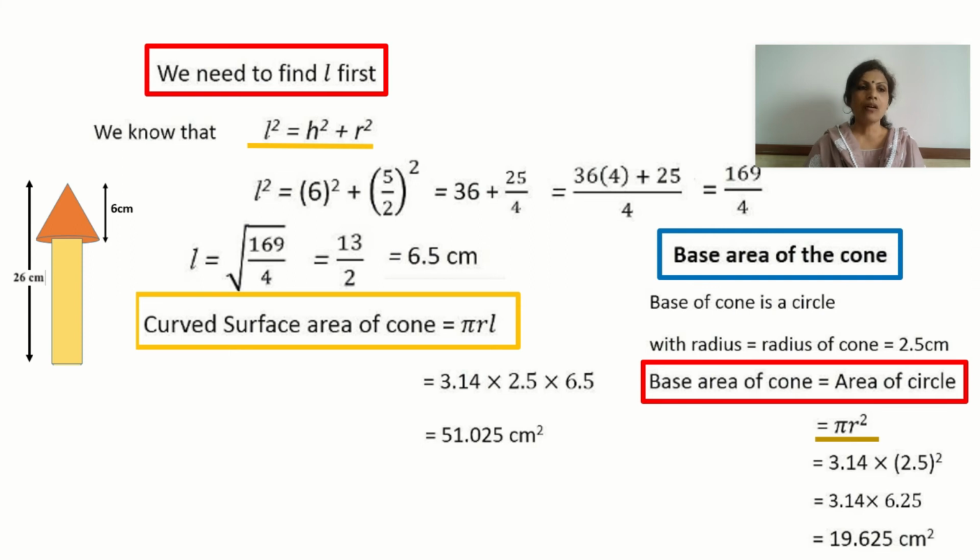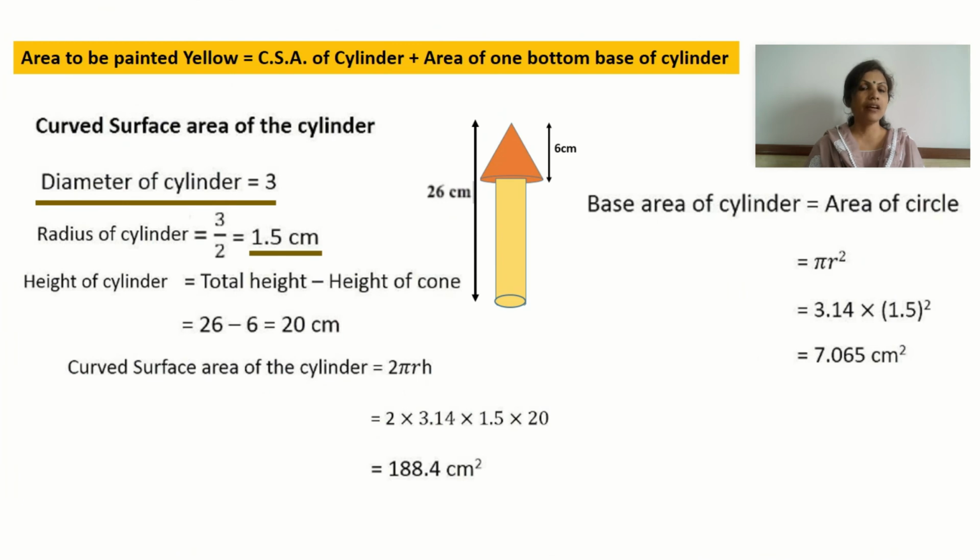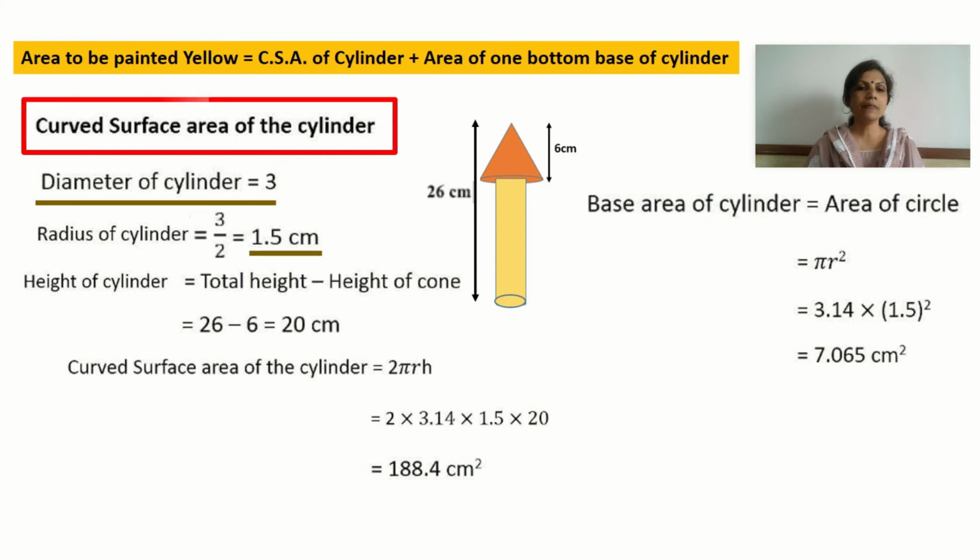Alright, now area to be painted yellow. Let's find out the area which we have to paint with yellow color, that's the cylindrical portion. So that will be the curved surface area of the cylinder plus the area of one bottom base of the cylinder. Alright, so let's find out curved surface area of cylinder, and for that the diameter of the cylinder is given to us as 3. From that we can find out the radius, which is 1.5 centimeter.